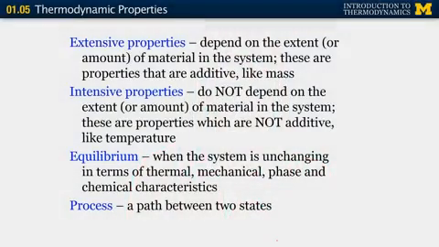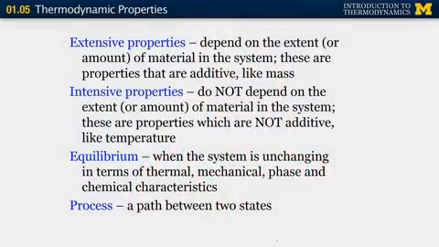It's an intensive property. Equilibrium, which I've already mentioned a little bit once, is when a system is unchanging in terms of its thermal, mechanical, phase, and chemical characteristics. Some of that gets into a lot of detail that we're not going to cover in this class, but thermal equilibrium means essentially there are no temperature gradients in the system. Mechanical equilibrium is in terms of the force balance in the system, that the system is balanced in terms of the forces on the system.